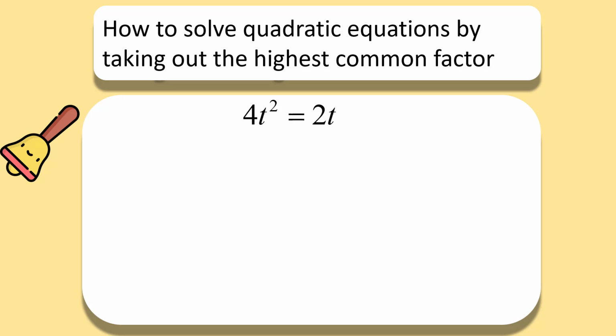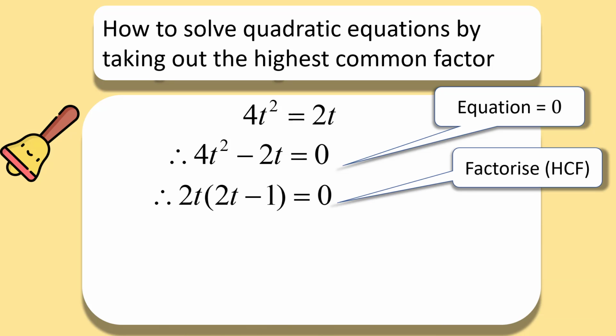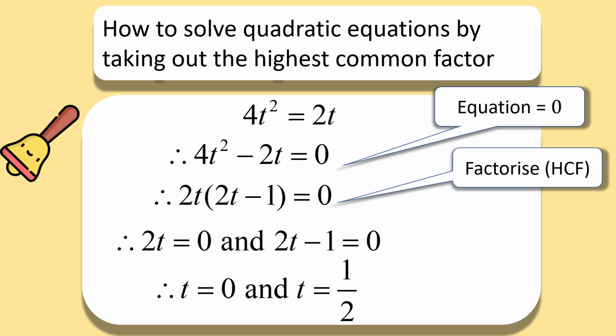Let's try another one. First step. The equation must be equal to 0. 4t squared minus 2t is 0. Take out the highest common factor. Now use the zero product property. 2t can be 0 and 2t minus 1 is 0. Let's solve for t. t is then 0 and t can be a half because we added 1 to both sides and then we divided by 2. Remember to check the solutions.